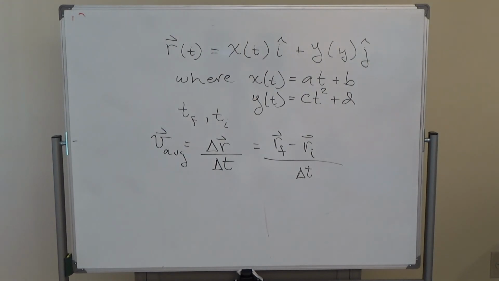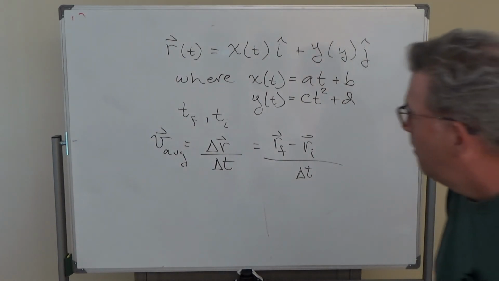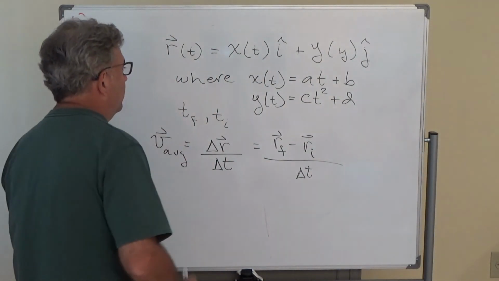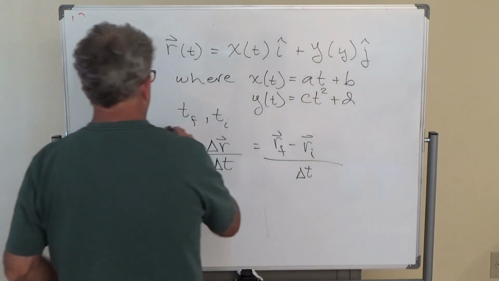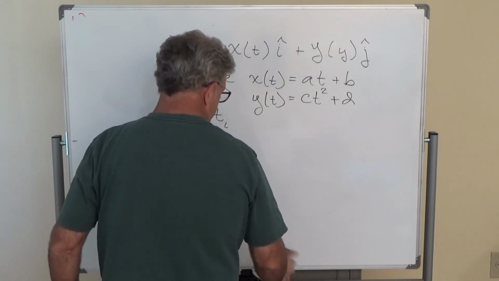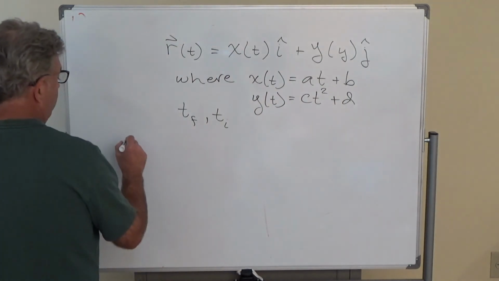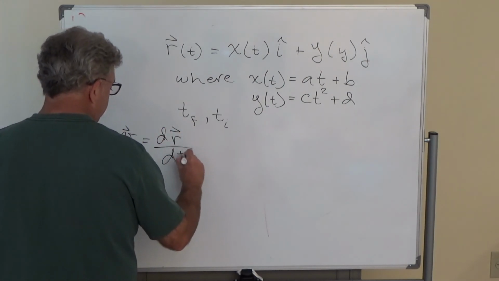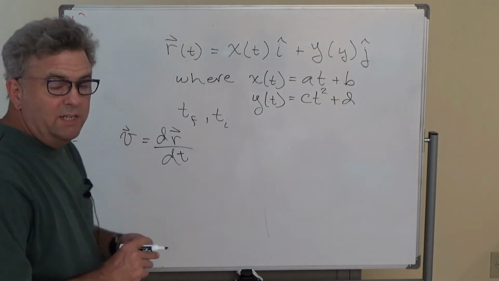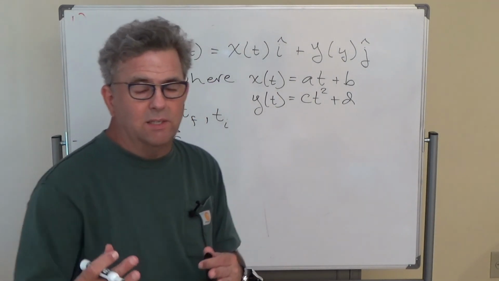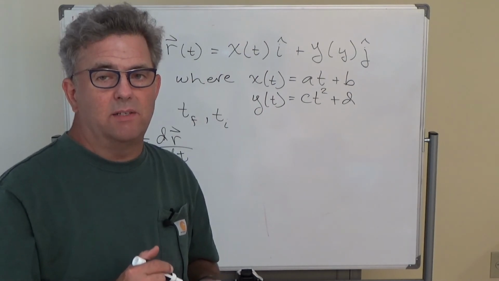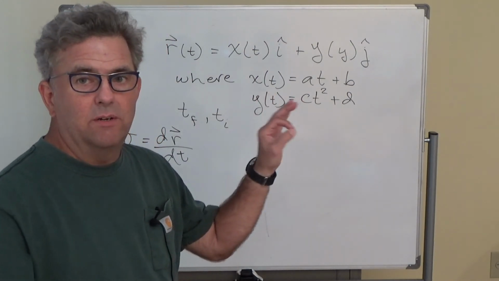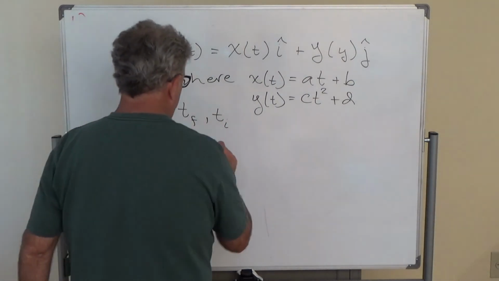Part B, determine the velocity at t equals 2.20 seconds. Well, that's an instantaneous velocity. Remember that v is equal to dr dt, the instantaneous. They're not asking you for the average velocity. They're asking you for the instantaneous velocity at some instant of time.